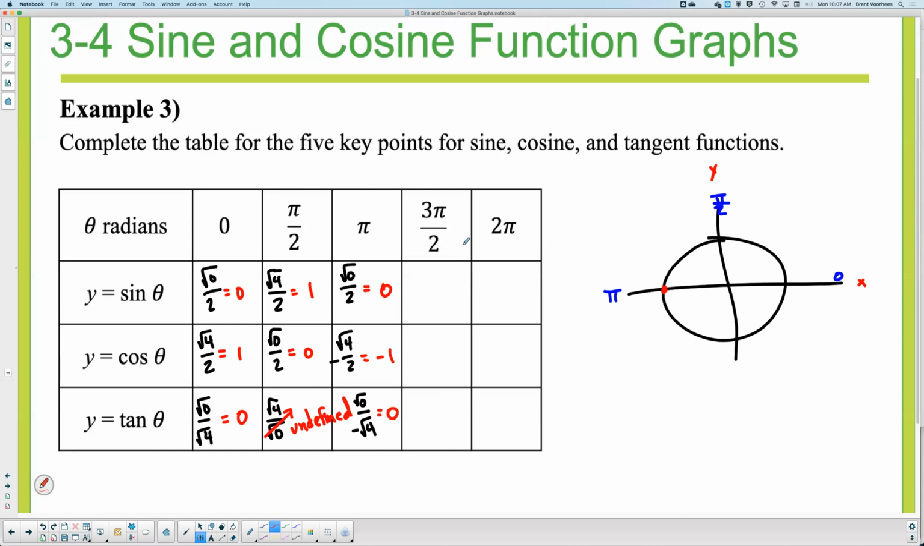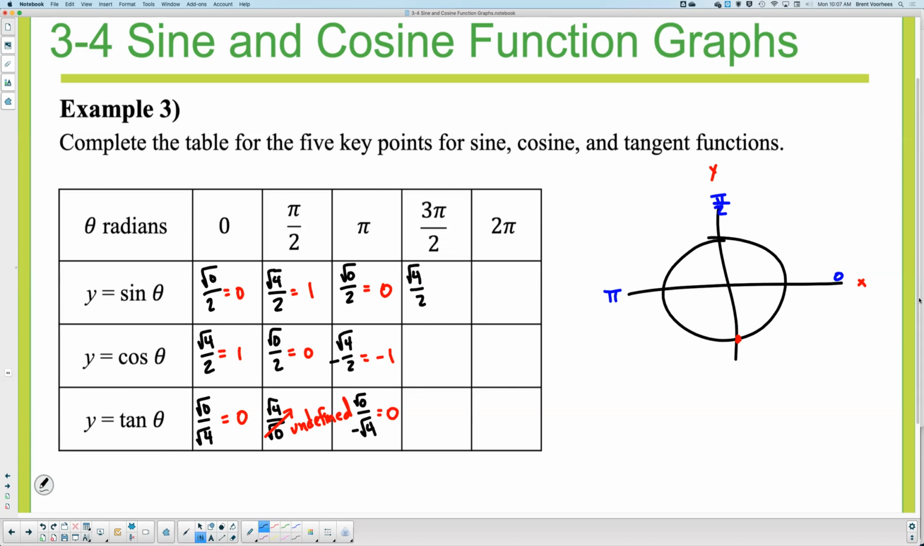Okay, next one. 3 pi over 2. So now I'm moving my dot around. Here I'm now at 3 pi over 2. Which finger is your 3 pi over 2 finger? Bend your thumb, flip your hand. How many y's do you have? Square root 4 over 2.